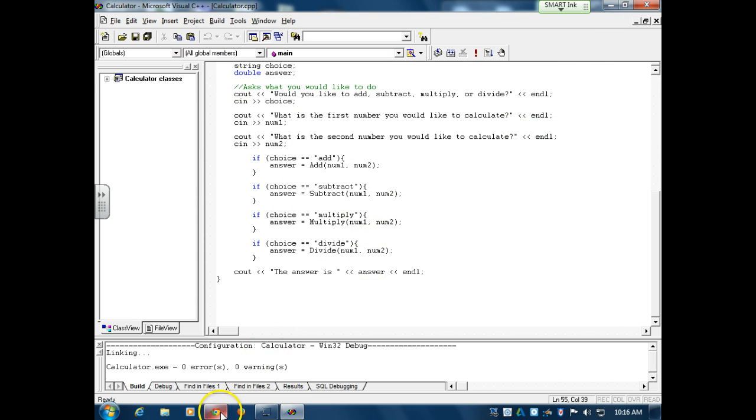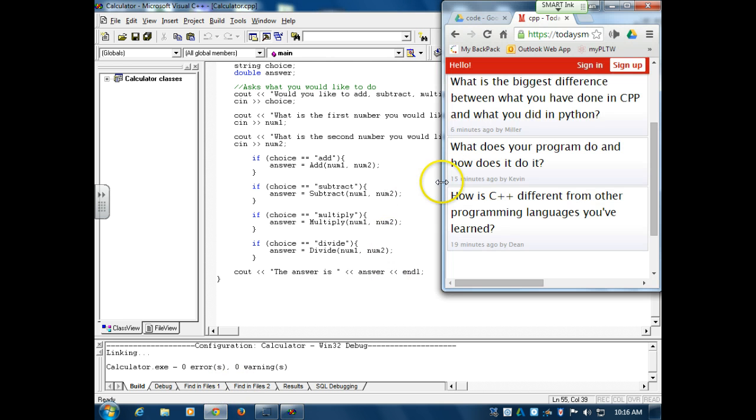Should I look at the question? Yeah, let's look at the questions now. How is C++ different from other programming languages you've learned?